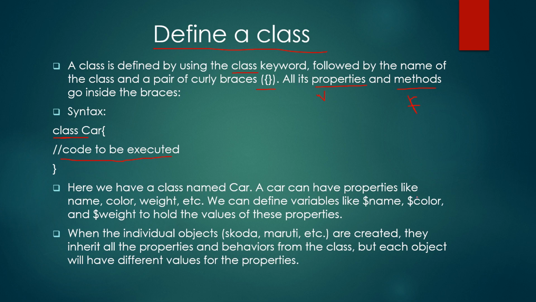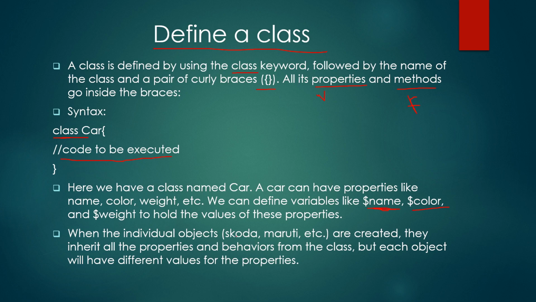A car can have properties like name, color, weight, etc. It is quite straightforward. Your class Car can have multiple properties. A car has a name, a color, a weight, and many more properties. So we can define variables like $name, $color, and $weight to hold the values of these properties. That's why in easy language, properties are called variables, because all the properties of a class are stored inside variables.